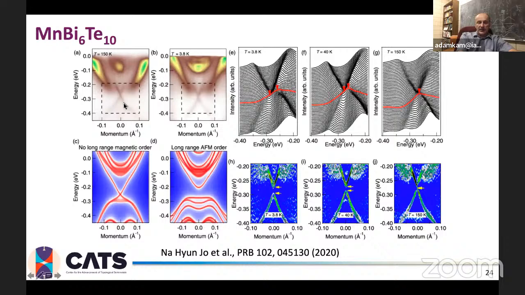So we started looking at the possibility of opening a gap in this Dirac cone. And such a gap is observed at low temperature. You can see at 3.8 Kelvin, the bottom part of the cone is separated from the top part of the cone by the gap. And as we increase temperature, this gap is becoming smaller and smaller. Unfortunately, the closing of this gap does not correlate with the magnetic transition temperature, which is about 24 Kelvin. So we don't quite understand the origin of this gap. It looks like it's unlikely related to the magnetic ordering in this material.